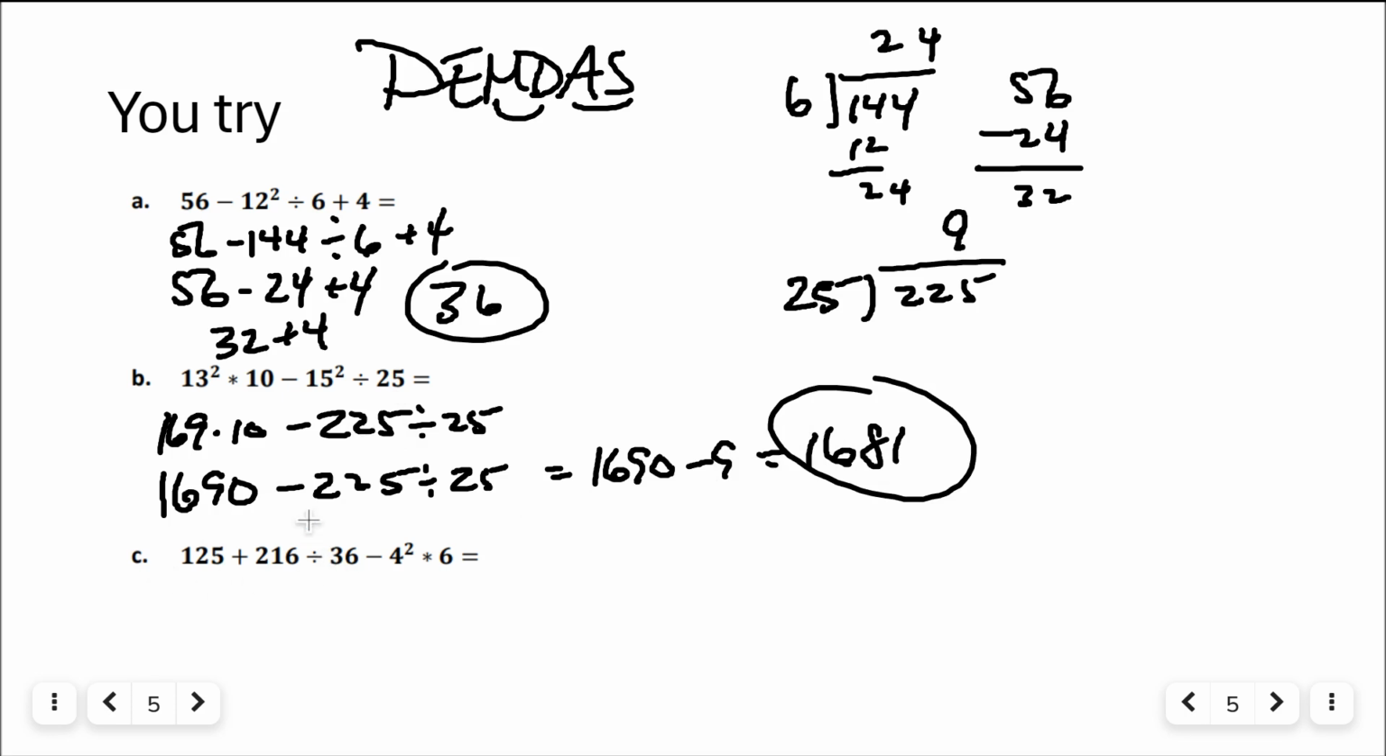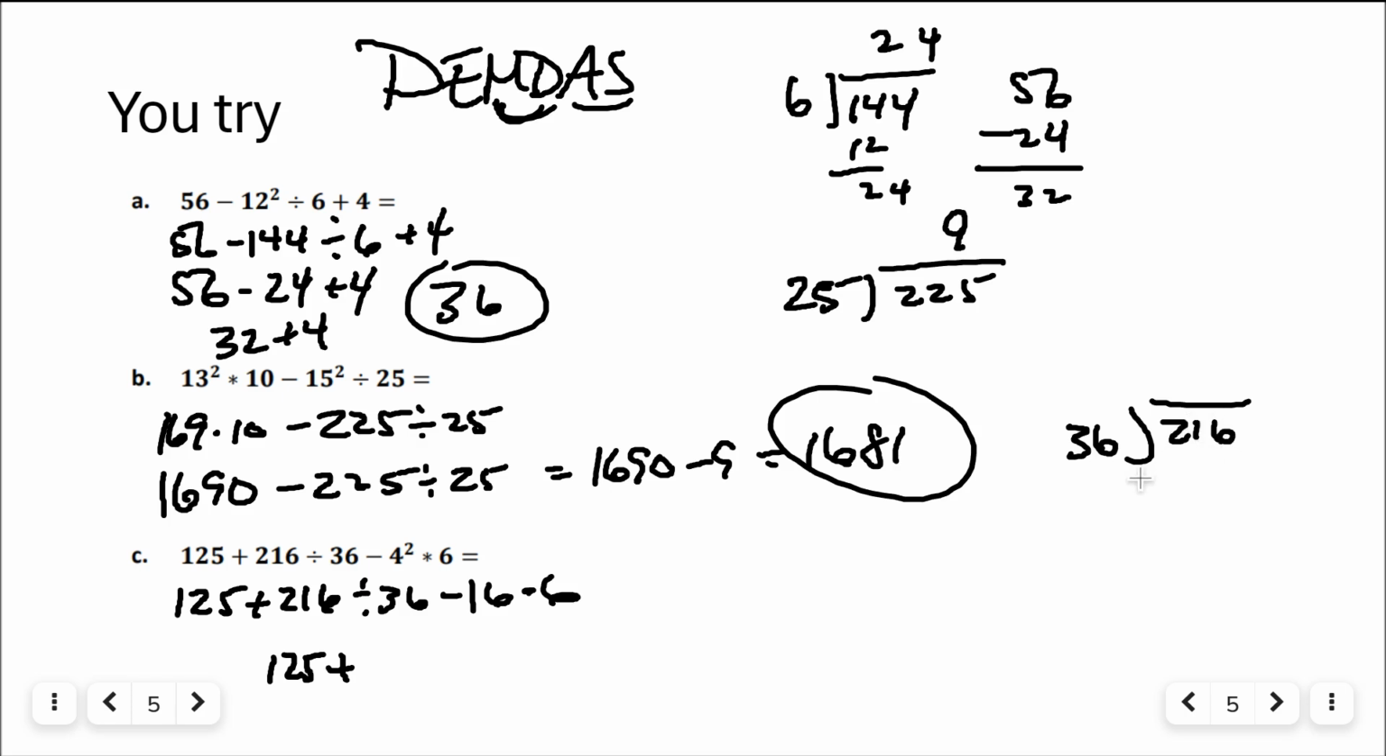And finally, this last one here, we have this exponent. Let's do that first. Make that a 16. Okay, now we got addition, subtraction, division, and multiplication all remaining. We're going to multiply and divide first in order from left to right. So we're going to do the 216 divided by 36 first. So 36 into 216. So 36 times 6, I think, is 216. Yes. So that's 6 minus 16 times 6.